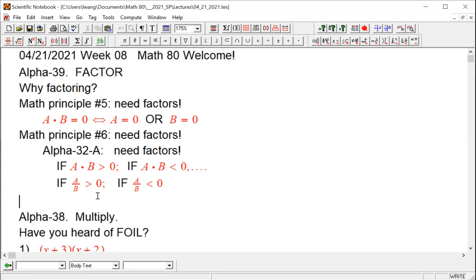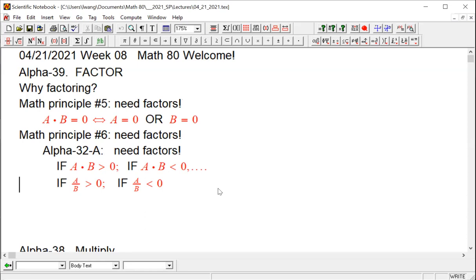Number 1, anything times 1 stays the same. That one involves factors as well, especially in the case of finding common denominators. So 6 principles, 4 of them need factors. So this is a big reason, isn't it? This is a very, very big reason.